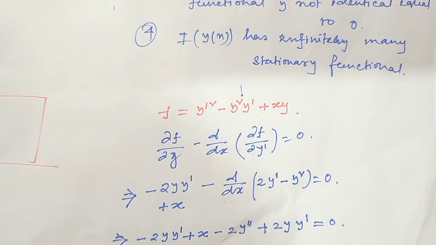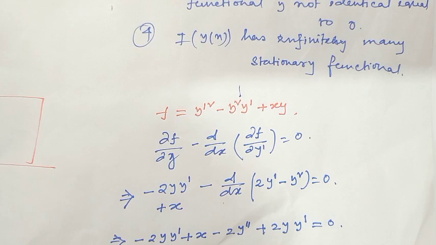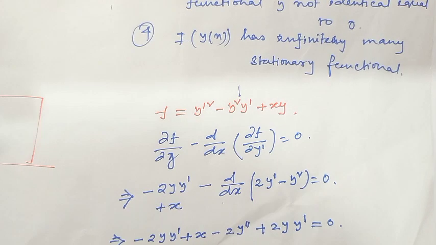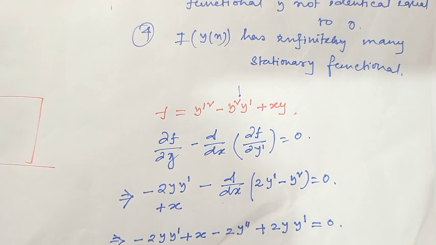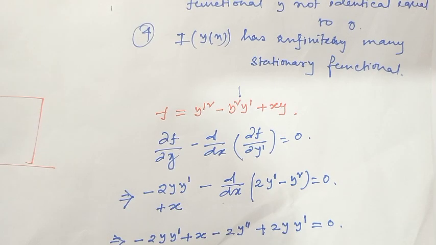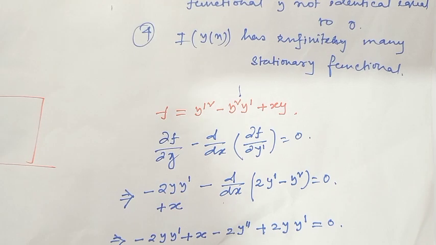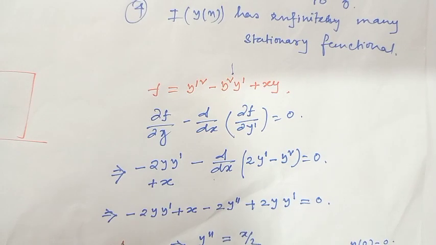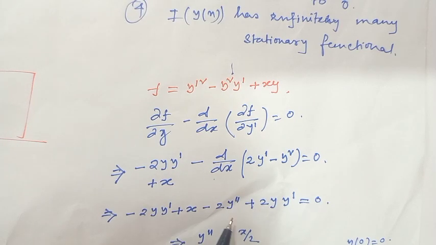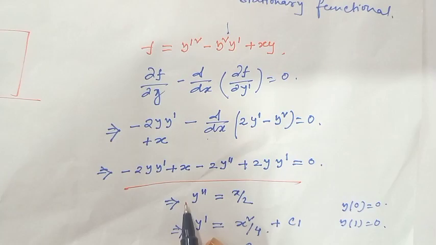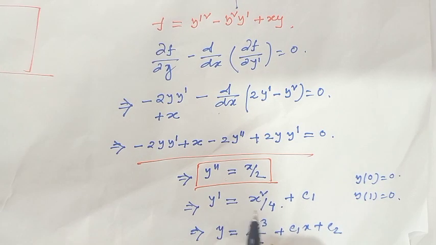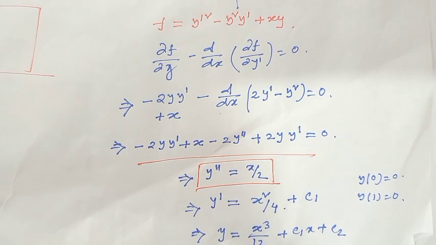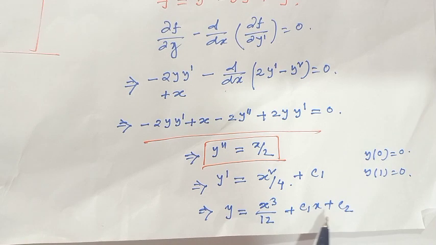The functional is y'² − y²y' + xy. Just use the Euler equation, ∂f/∂y − d/dx(∂f/∂y') = 0. Then this would be −2yy' + x − d/dx of (2y' − y²) = 0. After differentiating, this would be −2yy' + x − 2y'' + 2yy' = 0. By this expression, y'' = x/2. Then after integrating, y' = x²/4 + c1. Then y = x³/12 + c1x + c2.